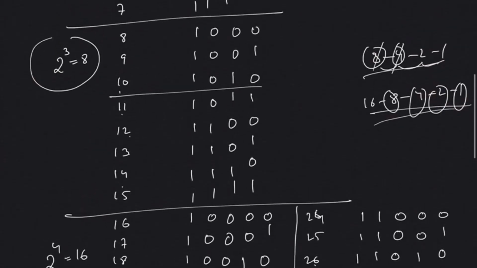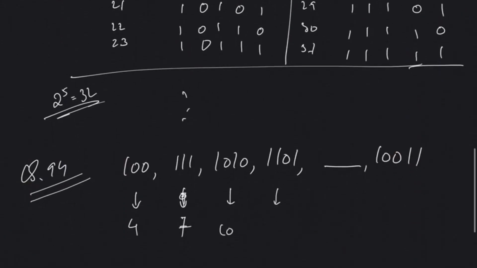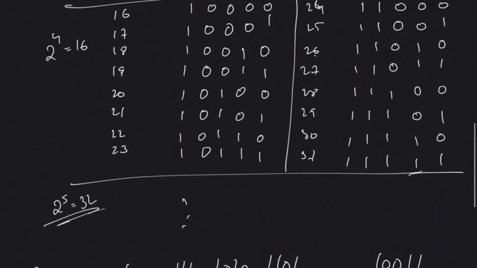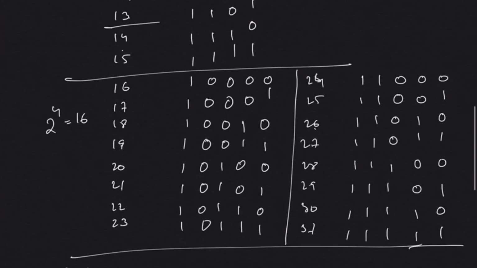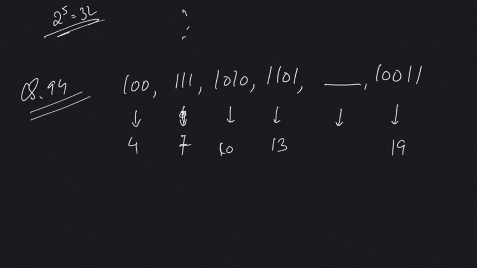Next to gap, last to 1101, 1101, 13. 1011, sorry, 1011, 1 1 1 0 0 1 1 1 0 0 1 1 1 0 0 1, 1, 19. Now if you look at this, this will be easier for us.